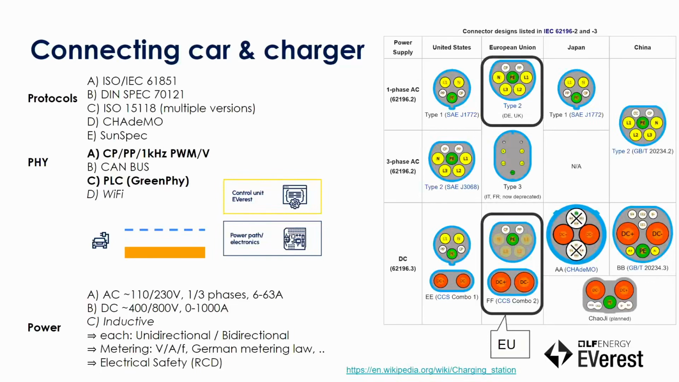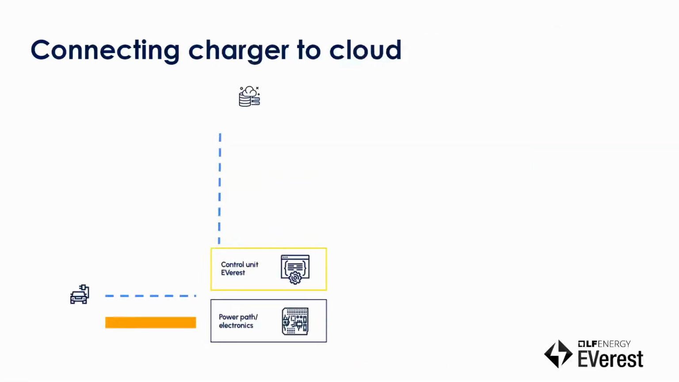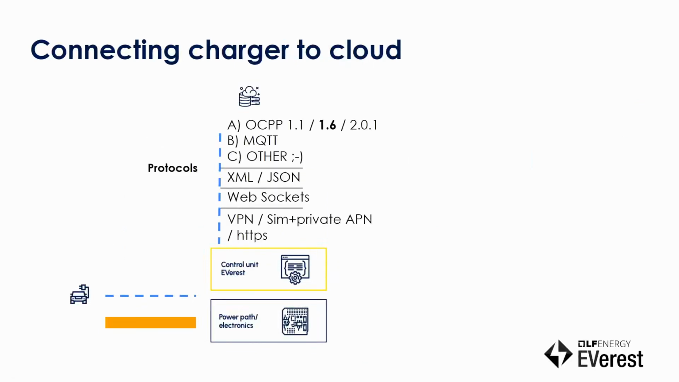And the last layer of complexity, just between car and charger, is the plug. In Europe, we are kind of standardized to this Type 2 or Type 2 Combo with DC pins. But there's another link from charging station to cloud. And also there you have a lot of different protocols. Open Charge Point Protocol is one which is often used, but some legacy stations are using something else or doing their own stuff. And also here, a big protocol stack.